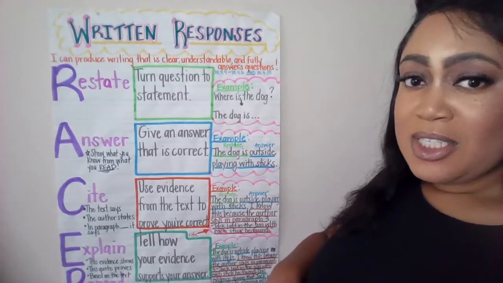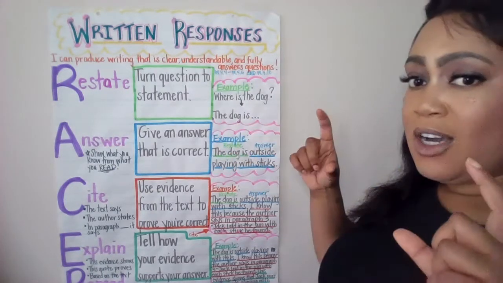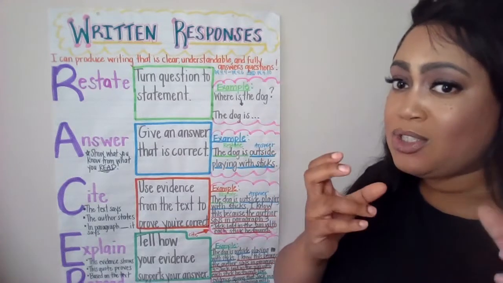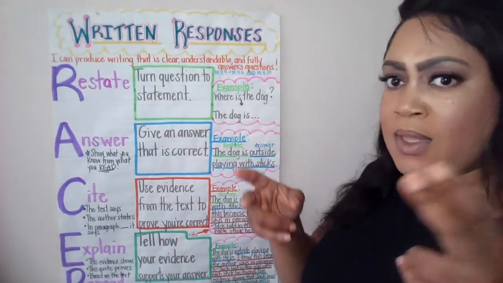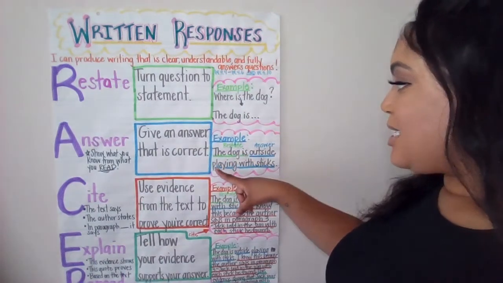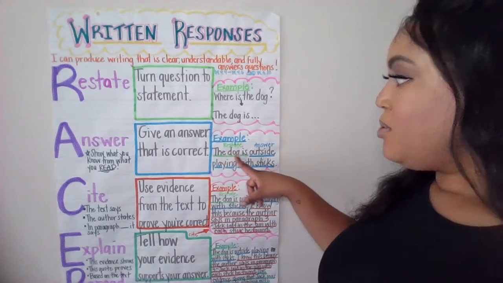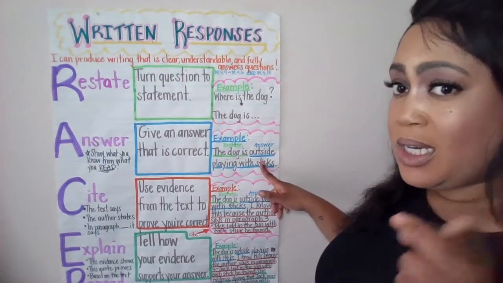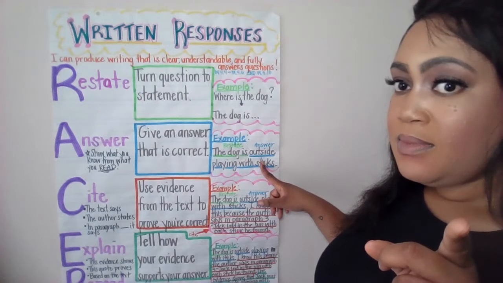We already know the question is, where's the dog? We started framing our answer: the dog is. Now let's answer it. Remember, this is based on a pretend story that I just made up to make this chart. Okay. So the dog is outside playing with sticks. We restated and we provided an answer, and the answer is correct because the dog is indeed outside.